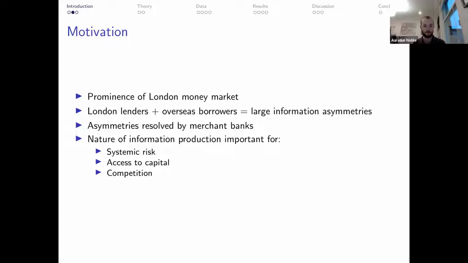Now, the nature of these relationships, and the extent to which the relationships between merchant banks and borrowers were unique, is important for a number of reasons. If there was some kind of information sharing or client sharing going on, this presents the risk of free rider problems, which could increase the risk within the system. It also means that we might think there's more limited access to capital for smaller firms that don't exist within these areas of cultural specialization of the merchant banks. More generally, we might also think that this would reduce competition in the merchant banking sector in general.